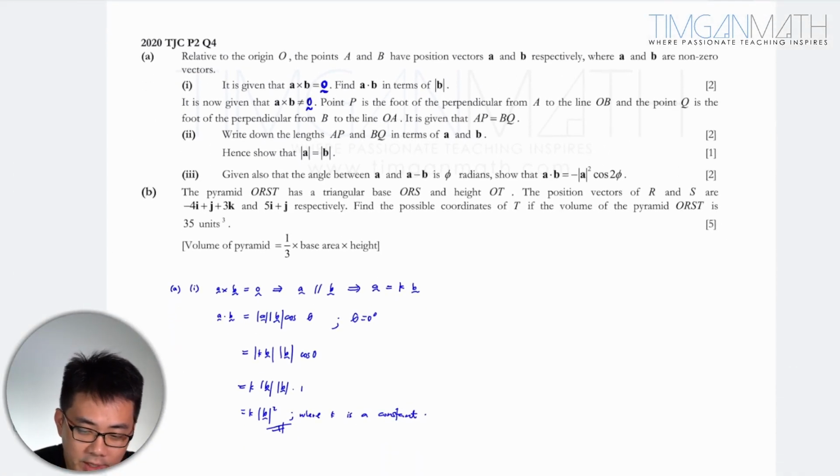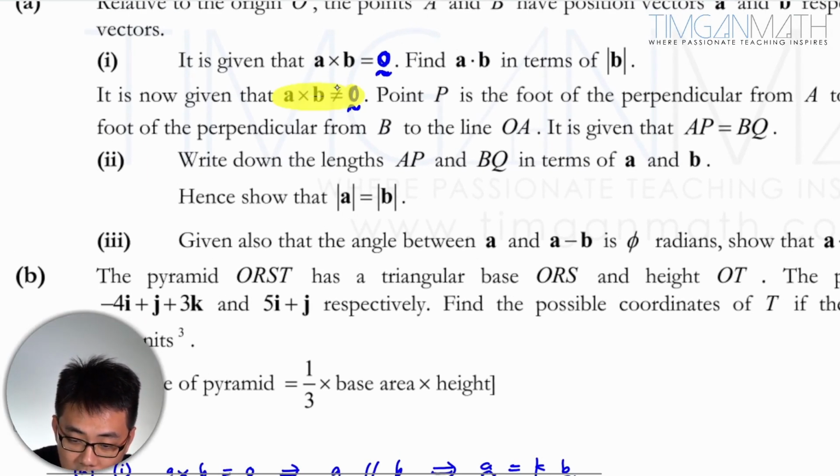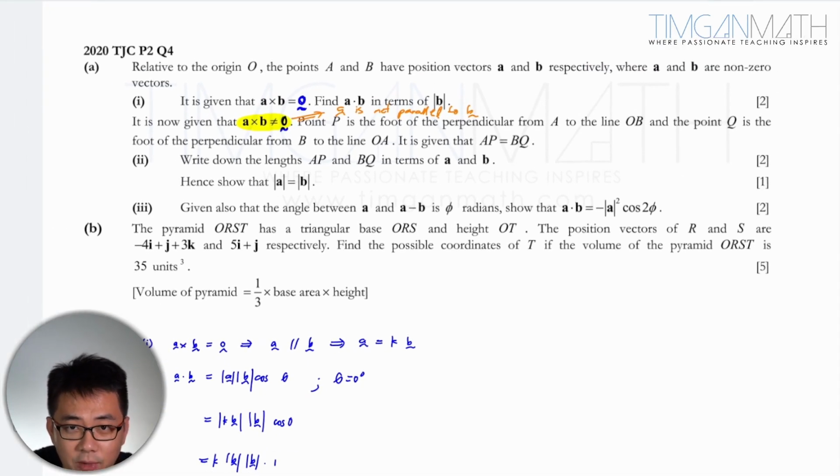So I'm just going to try to explain. Now, if A cross B is not equal to 0, this just tells you they are not parallel. So A is not parallel to B. Okay. So anyway, it's quite redundant actually. I feel it should be quite redundant.